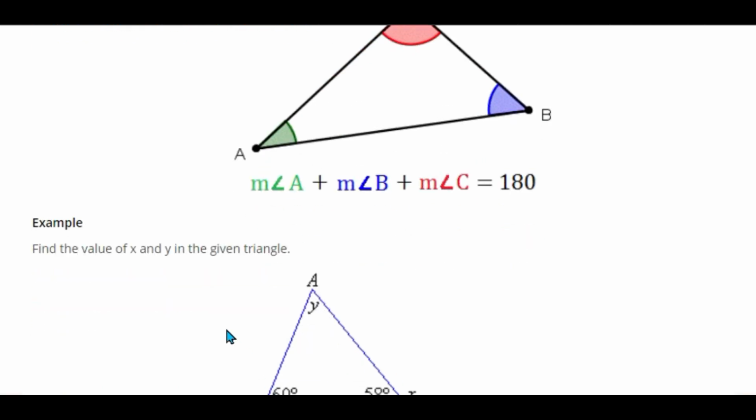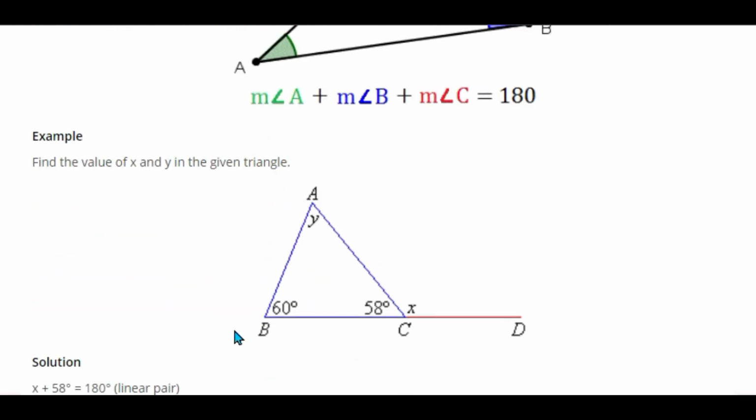Okay, here we have 60, 58 and y. Now we need to calculate the values of x and y. For calculating the value of x, you can either solve it by linear pair or by the exterior angle property of a triangle. You have two ways.